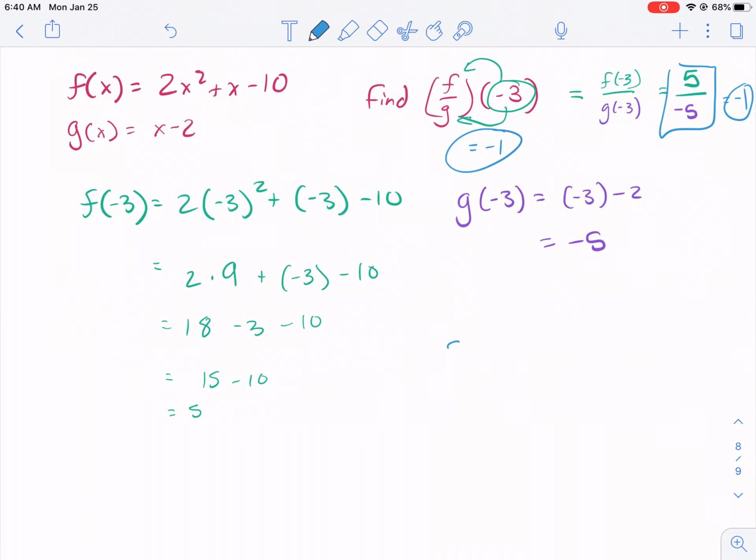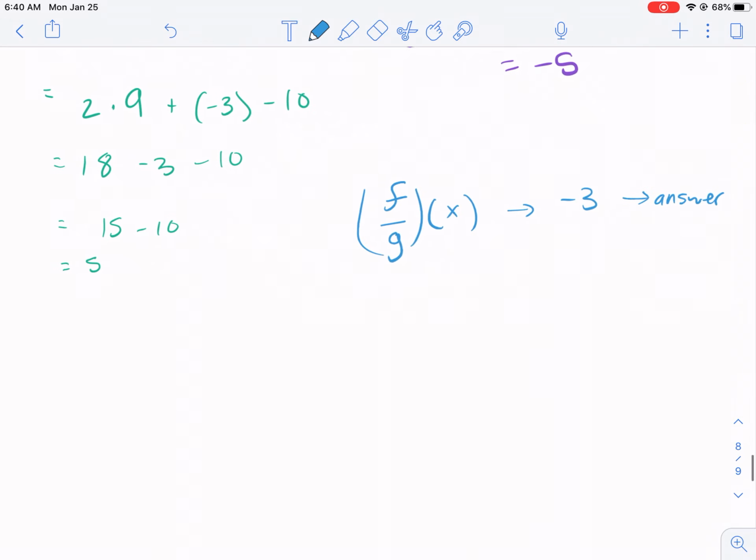What I'm going to do is find f divided by g of x first, and then plug in negative 3 to whatever that is, and then I'm going to get my answer. Let me show you what that's all about.